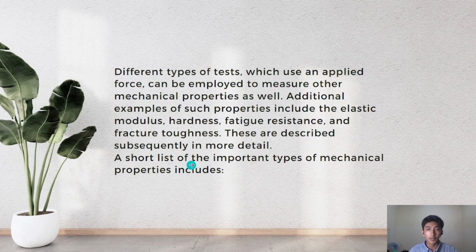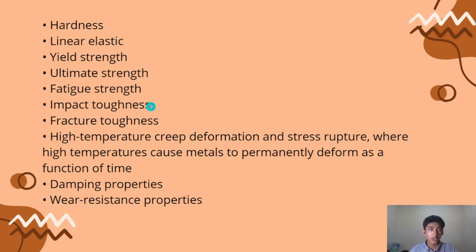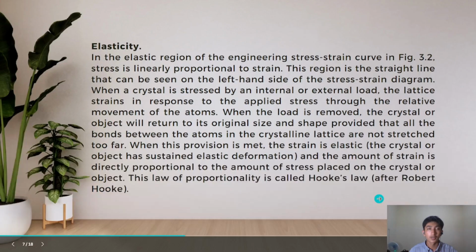A short list of the important types of mechanical properties includes: first, hardness; second, linear elasticity; three, yield strength; then ultimate strength and fracture strength. Next, impact toughness, and fracture toughness. And next, high temperature properties, such as creep deformation and stress rupture, where high temperatures cause metals to permanently deform as a function of time, damping properties, and wear resistance properties.